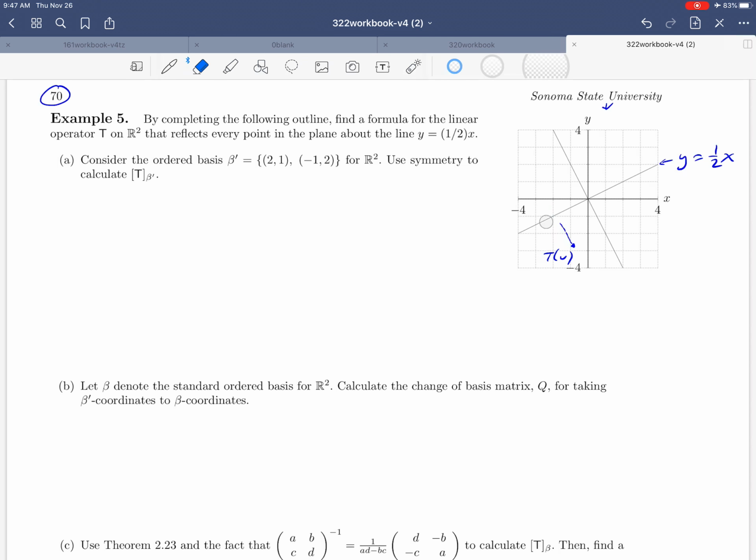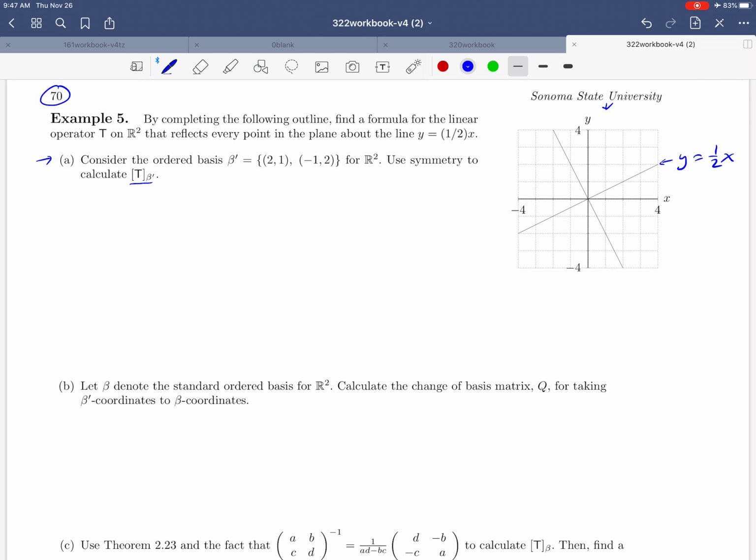All right, so let's clear away some of the clutter here. And part A gets us started on this process. It would like us to consider the ordered basis beta prime equals (2, 1) and (-1, 2) for R2, and to use symmetry to calculate the matrix of our linear operator relative to this basis. Okay, you might be wondering, why would we choose such a strange basis? Well, I think once we get to the end of part A, you might see some motivation behind that.